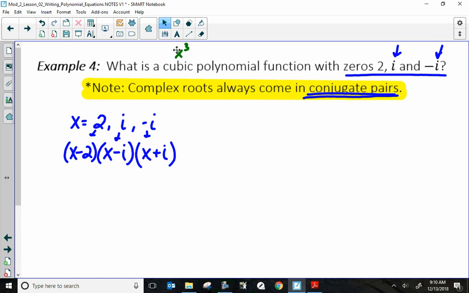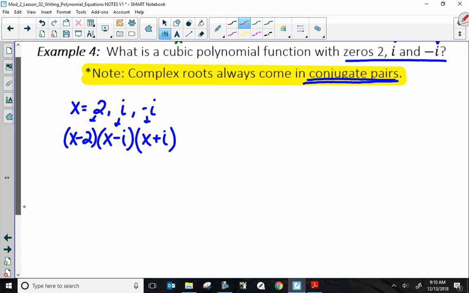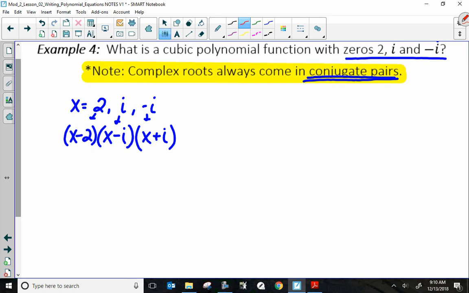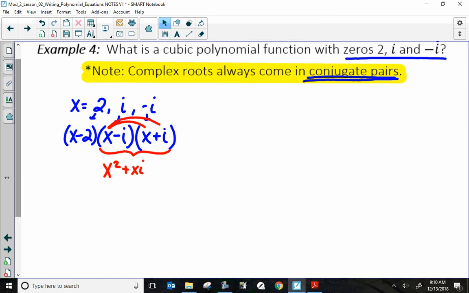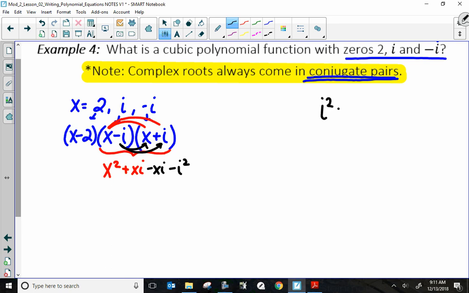All right? But that might be coming up, hint, hint. So let's just do this the way we normally would. We're okay with i. We're okay with imaginary numbers and multiplying. If I do this, x times x is x squared. x times i, well, that's just xi. I mean, that wasn't that difficult. Then we got negative i times x is negative xi. Negative i times positive i is negative i squared. The one thing that keeps coming back that you need to know is that i squared is negative 1.